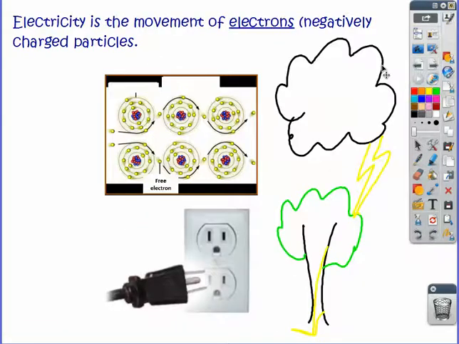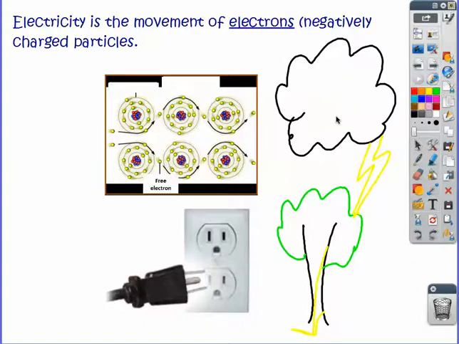So electricity itself, when we think of electricity, really is just the flow of electrons from one location to another. So electrons will jump from one atom to the next atom to the next atom, and so on until moving through a device that you want to have operate.